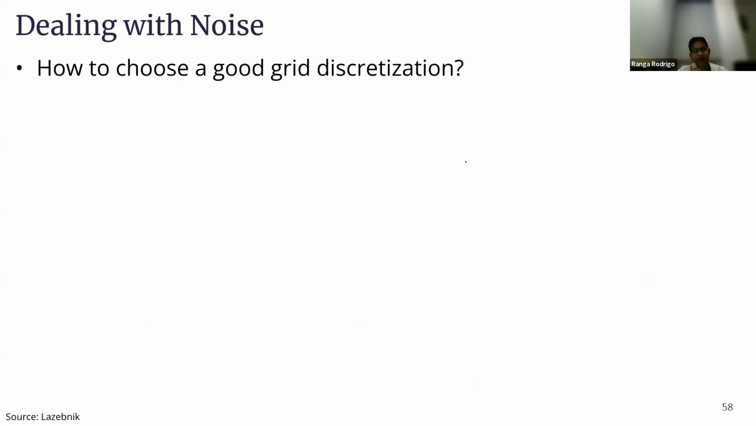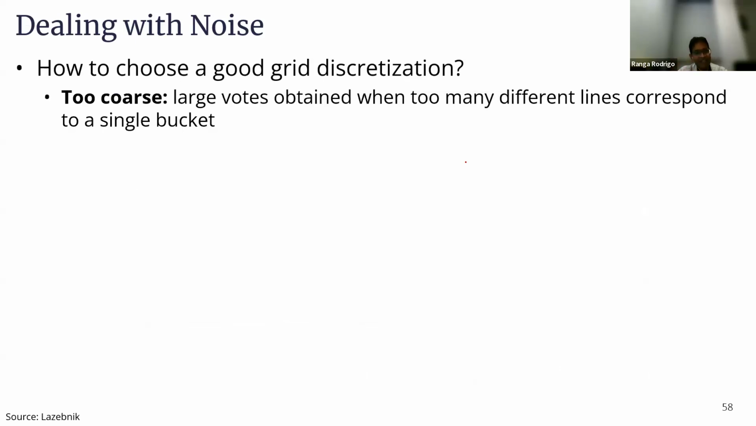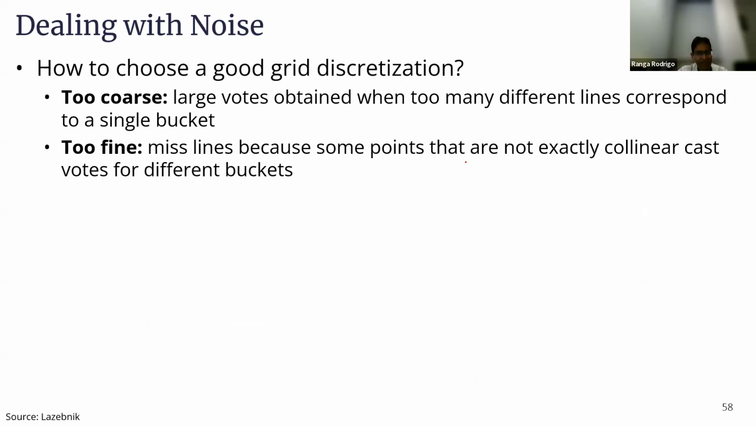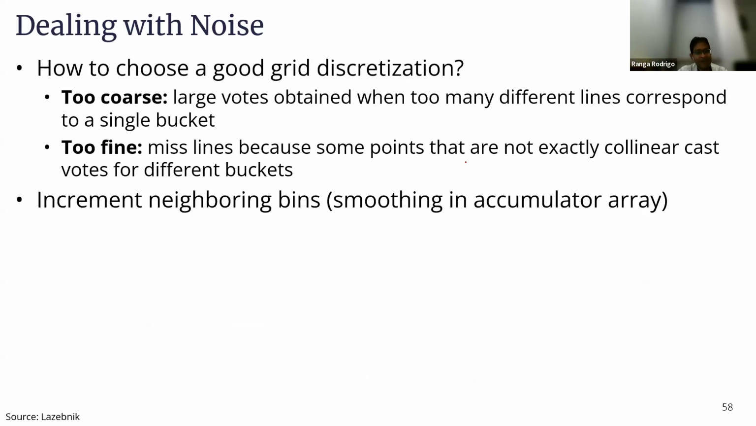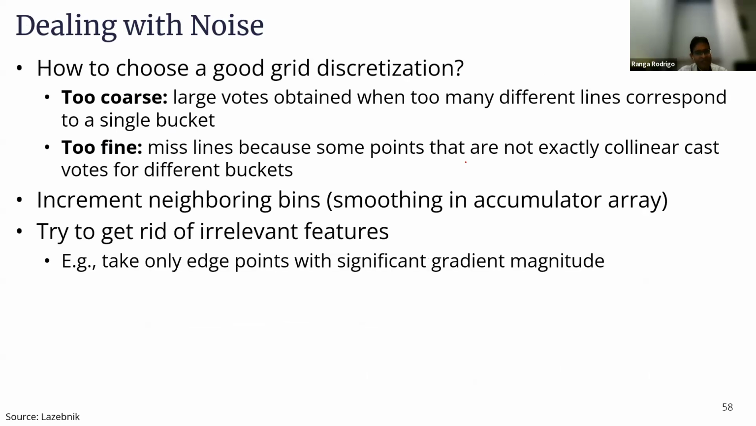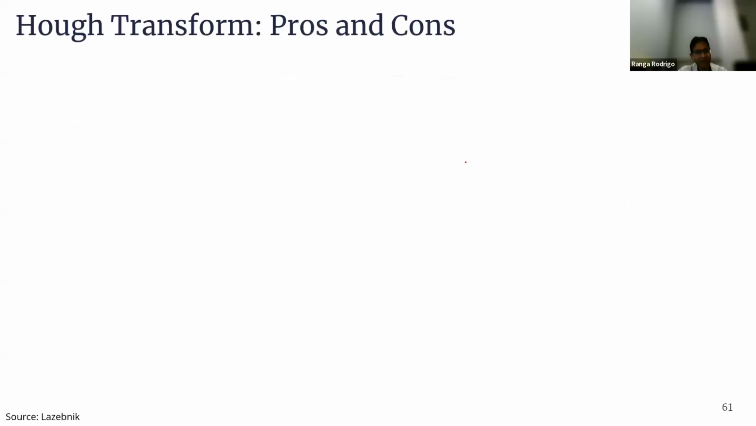So, dealing with noise: how to choose a good discretization? Too coarse, and large votes are obtained when too many different lines correspond to a single bucket. Too fine, and you miss lines because some points that are not exactly collinear cast votes into different buckets. Incrementing neighboring bins, meaning smoothing in the accumulator array, are solutions. Also try to get rid of irrelevant features: take only edge points with significant gradient magnitude, and so on.